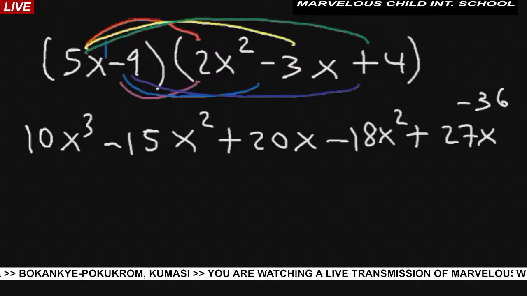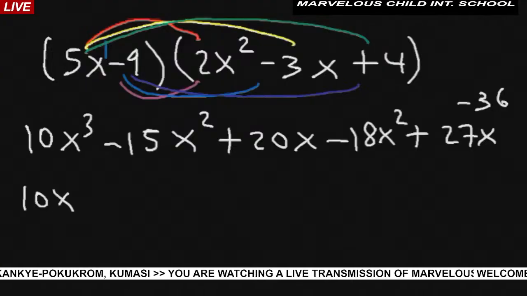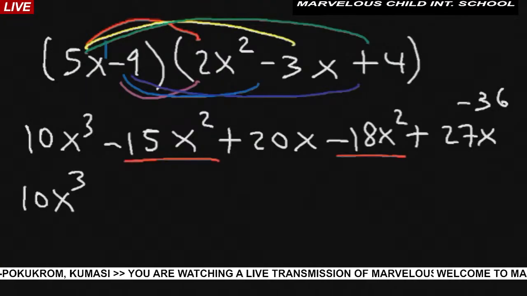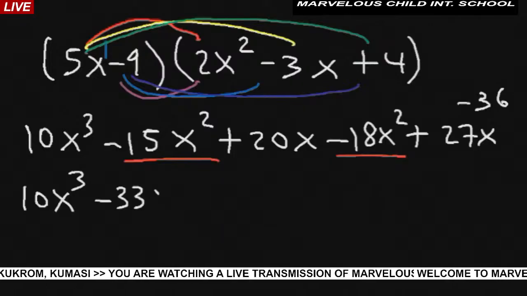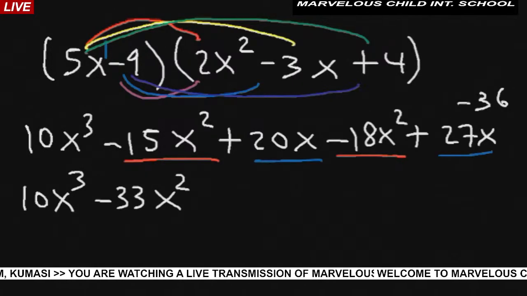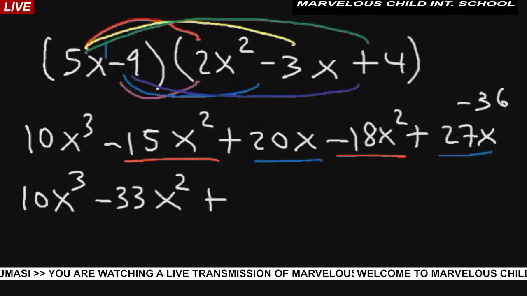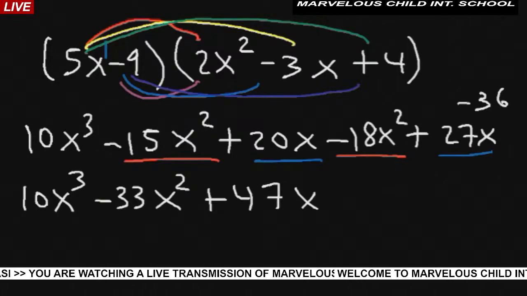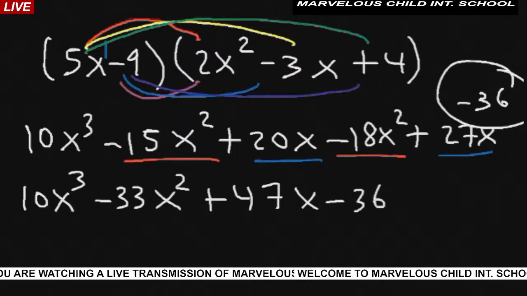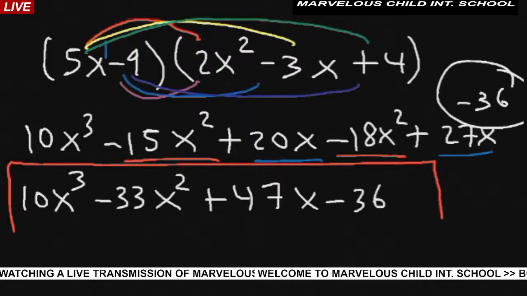So now let's add like terms and let's arrange it. So we have 10x cubed. We can combine negative 15 and negative 18. That's negative 33x squared. And we combine these two, 20x plus 27x, that's 47x. And there's nothing to combine the 36 with, so we're just going to leave it as negative 36. So this is the answer to this particular problem.